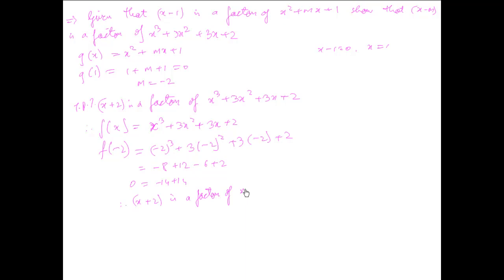Of x cubed plus 3x squared plus 3x plus 2. That's what they asked us to prove, children. Prove that x plus 2 is a factor of this expression. We did that, and the remainder is 0 since f of negative 2 equals 0.